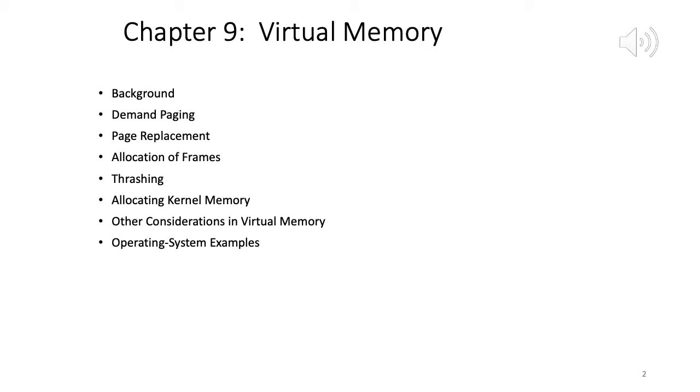Allocation of kernel memory, right? So right now, whatever memory allocations we discuss, we're generally talking about user processes, but kernel memory also needs to be allocated. So we'll spend some time talking about kernel memory allocation. Other considerations in virtual memory, so some other miscellaneous topics within virtual memory we will cover. And finally, operating system examples, so how real operating systems perform virtual memory. Okay, so these are the set of topics.